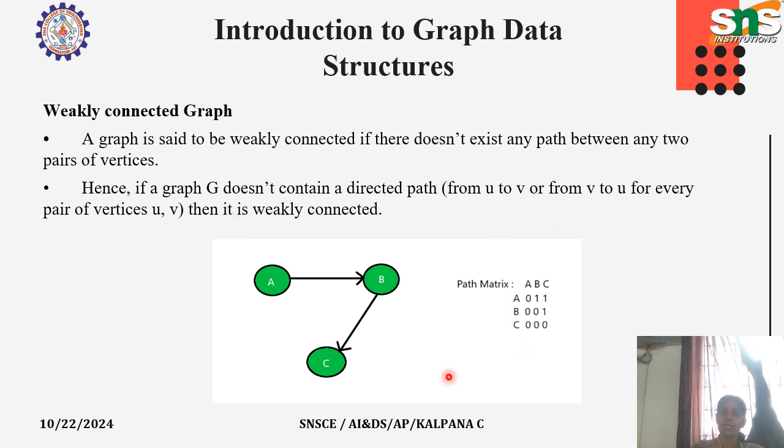So this is a weakly connected graph. In a weakly connected graph, there doesn't exist a path between every pair of vertices. Like A, B, C, we have a connection between A, B and B, C alone, not A, C. Okay, so this is a weakly connected graph.